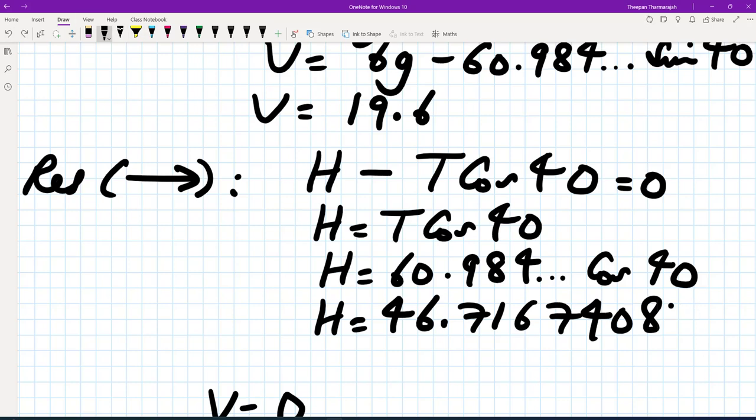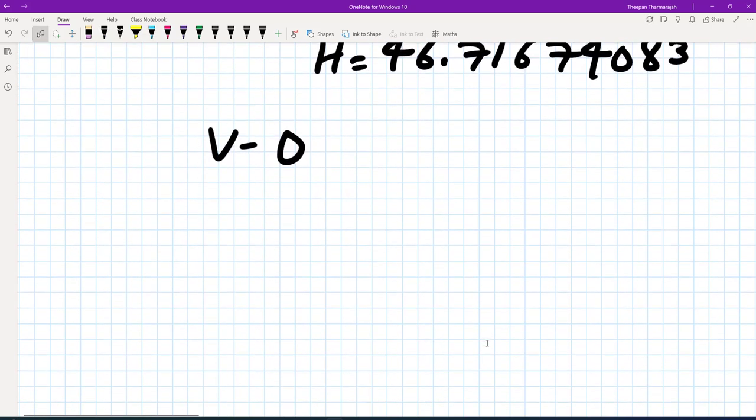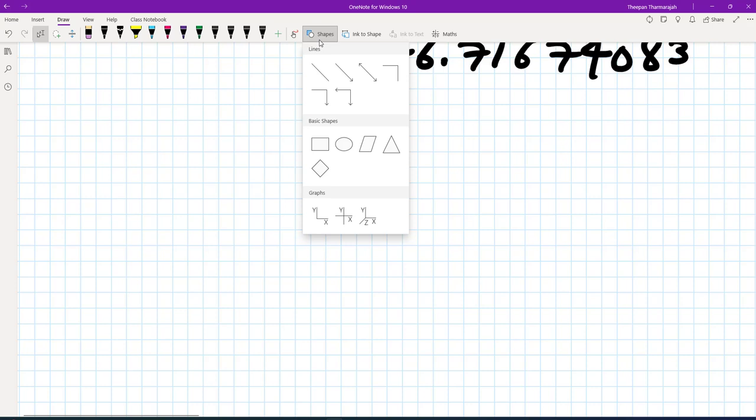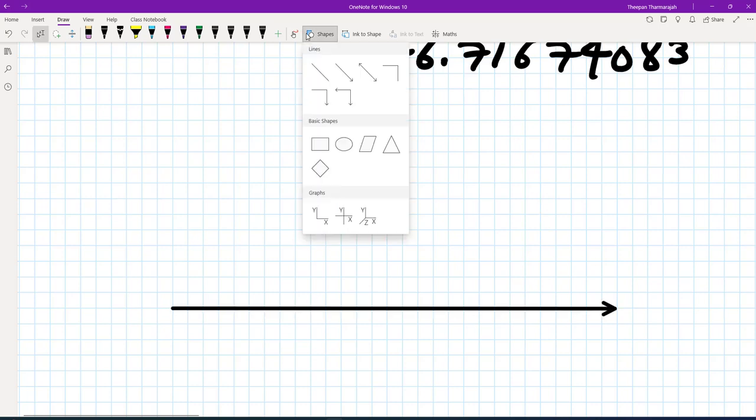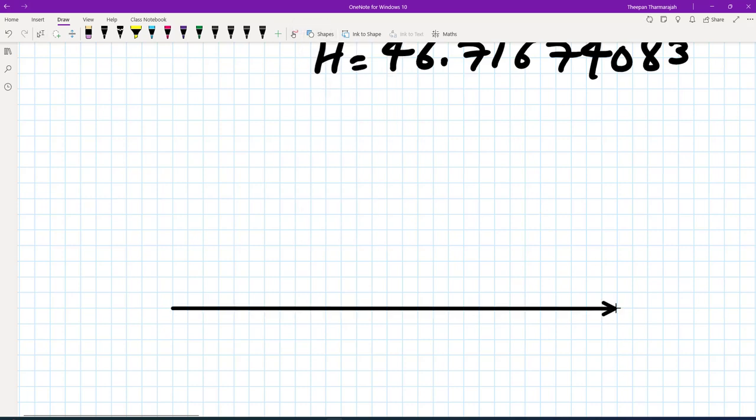So we've got our horizontal component now. And what we're going to do is draw our components out. Let's see what's happening. So we have our horizontal component, which is 46.7, right? We have our vertical, like so.